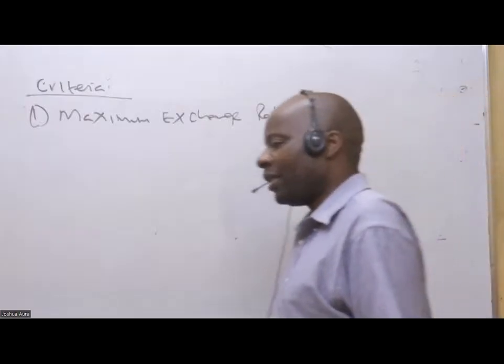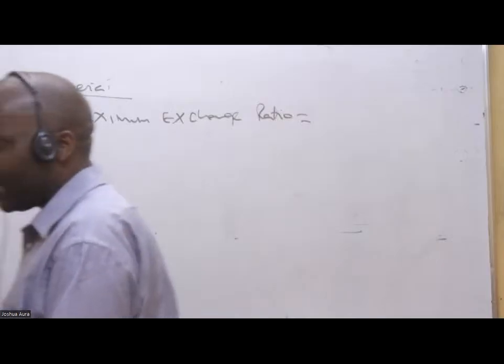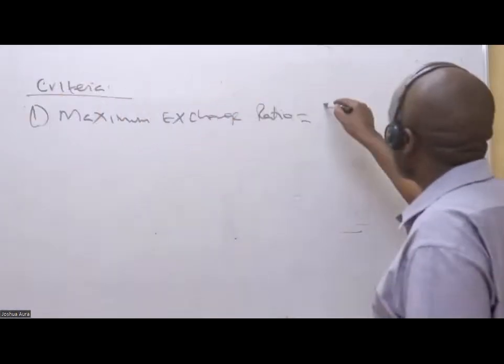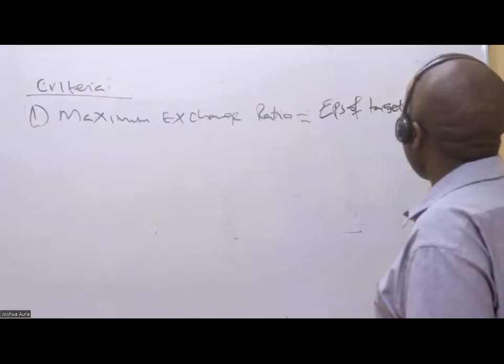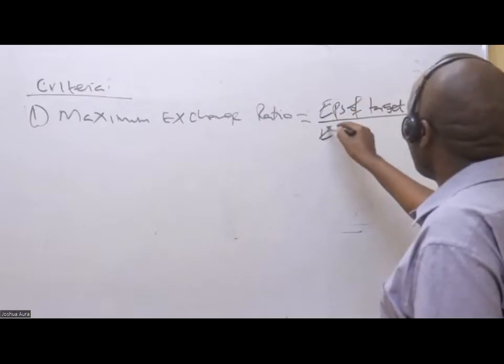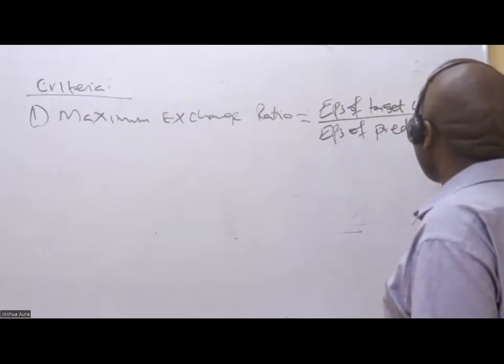You guys are letting me down. EPS of the target company over EPS of the predator. So it is EPS of the target company over EPS of the predator company.